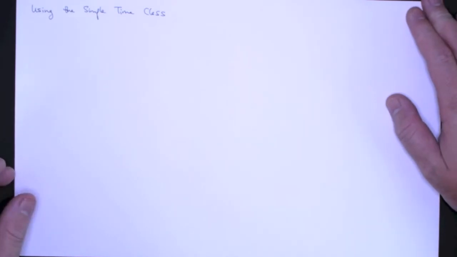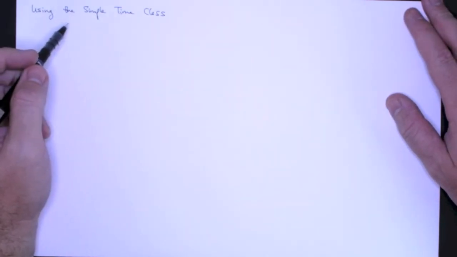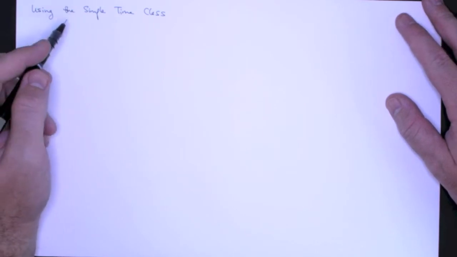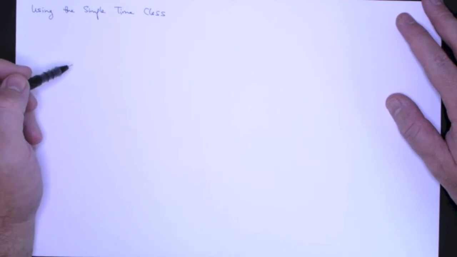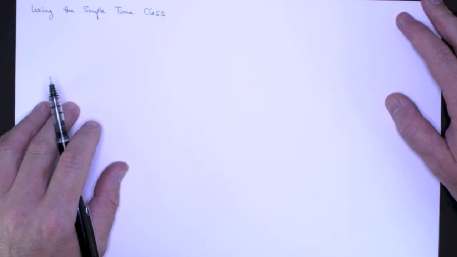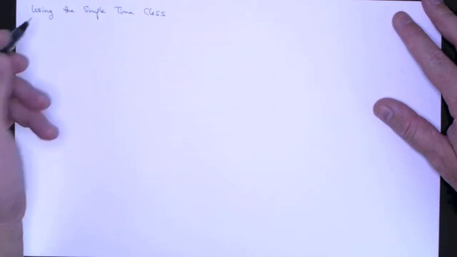Okay, so let's take a look at how we use this simple time class. We'll look at some of the methods. We won't look at all of them. And we'll look at what happens in memory. It's very important to understand how the constructors are called, when they're called, and we'll also talk a little bit about how destruction occurs.